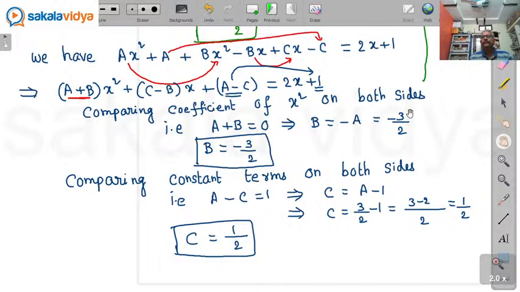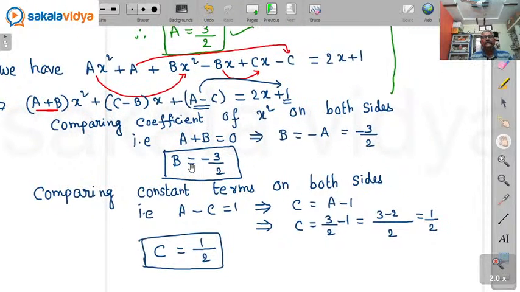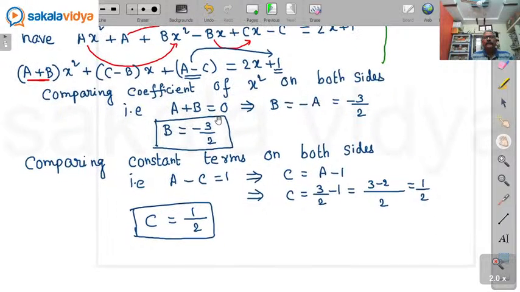Comparing the x square coefficient on both sides, a plus b equals 0. We need the b value. B equals minus a. Already a is 3 by 2, so b is minus 3 by 2. Now comparing the constant term, a minus c equals 1 and c equals a minus 1. A is already 3 by 2. Substituting, 3 by 2 minus 1, 2 LCM, 3 minus 2, so 1 by 2. C is 1 by 2.